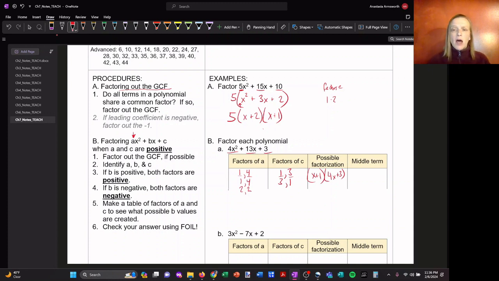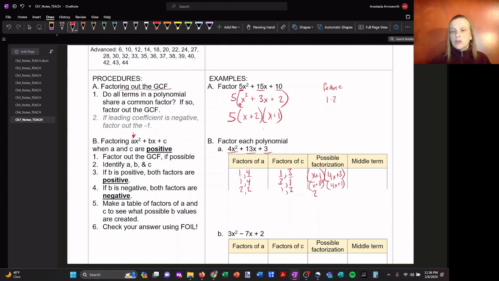Whereas for the second example, I would have 1 with the 3, so x plus 3, and then I would group the 4 with the 1 for 4x plus 1. So those are both possible factorizations. When I listed 2, 2, I did not need to list 2, 2 twice because 2 is a repeat number. So it doesn't really matter if I write my factors of c in the order 1, 3 or 3, 1, because each time they're being grouped with the coefficient 2 in front of the x.